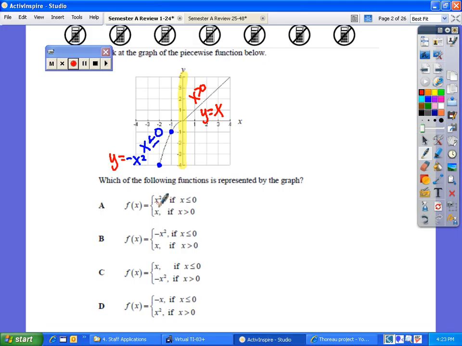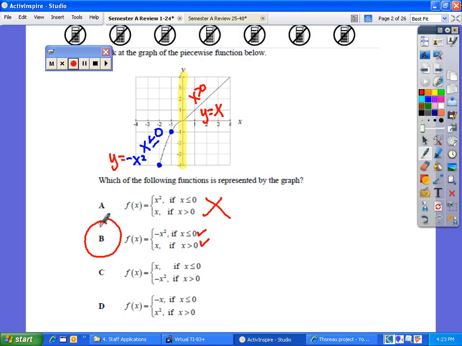First choice says x squared if x is less than 0. This is not a negative, so this one won't work. Next choice says negative x squared if x is less than 0, that works. And then x if x is greater than 0, that works. Oh, well, here we go. There's our answer.